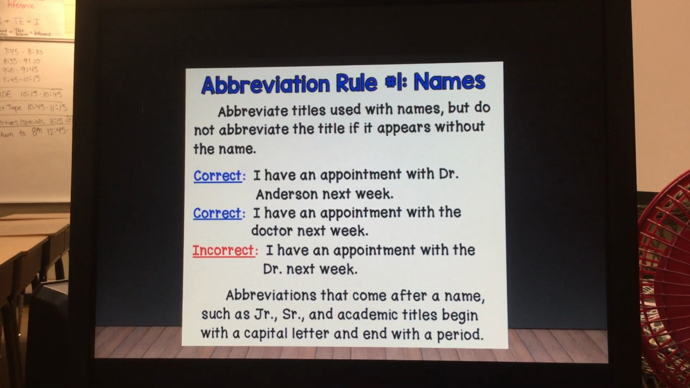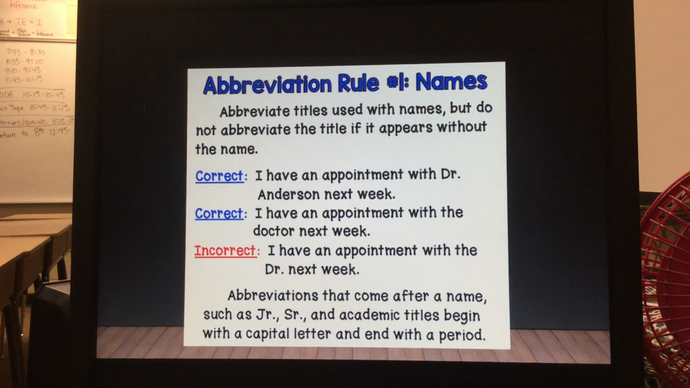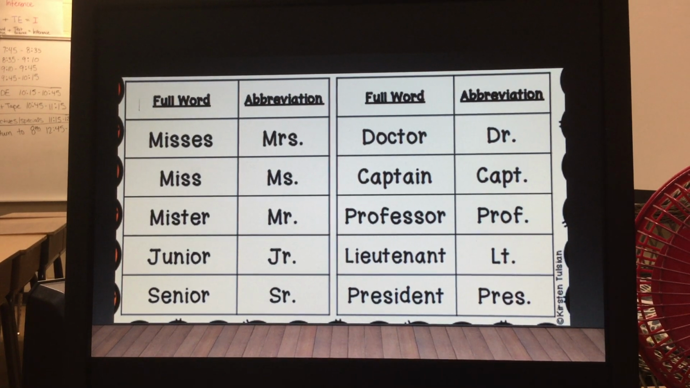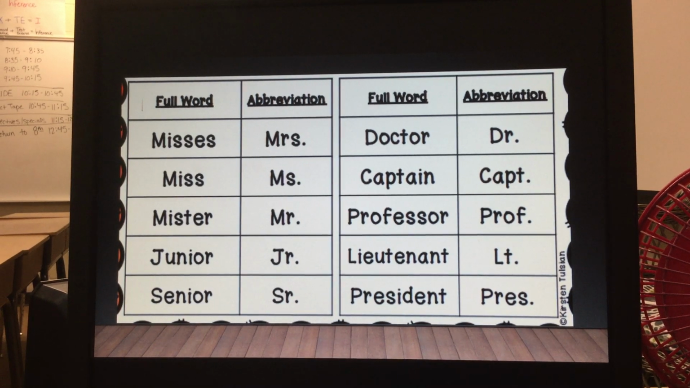And then abbreviations that come after a name, such as junior, senior, and academic titles, begin with a capital letter and end with a period. So here is a list of those. You can see we have Mrs., Miss, Mr., Junior, Senior, Doctor, Captain, Professor, Lieutenant, and President. They all start with a capital and end with a period.